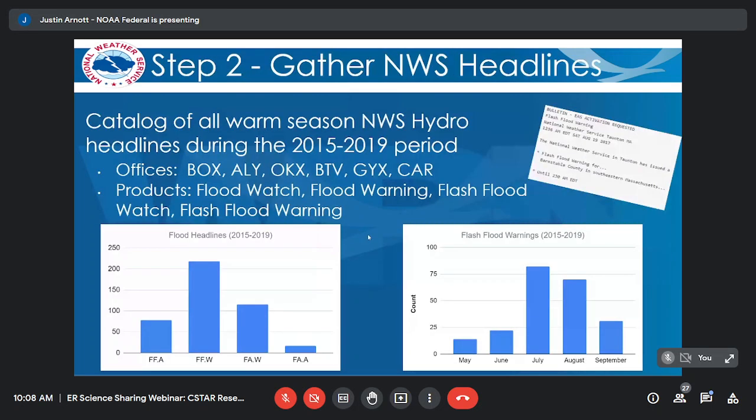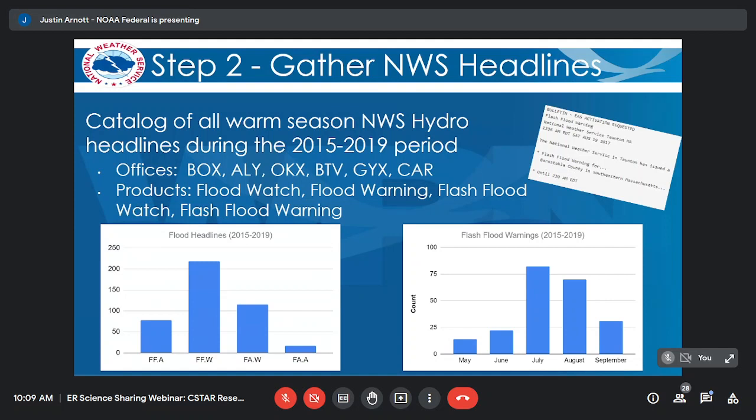So step 2 was to move on to Weather Service headlines, and we essentially grabbed all of the warm season hydro headlines for this period from any office that included portions of New England. So that's whether it be Norton, Albany, Upton, Burlington, us in Gray, or up in Caribou. And we took all hydro: flood watch, flood warning, flash flood watch, and flash flood warning. And we were looking at non-river products.